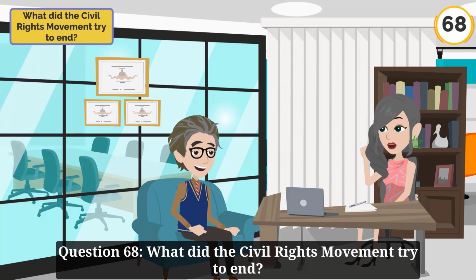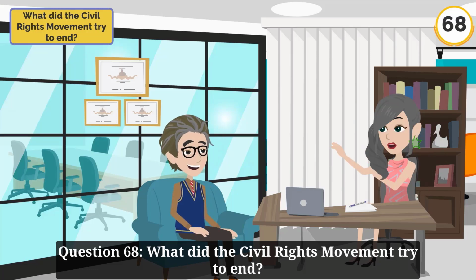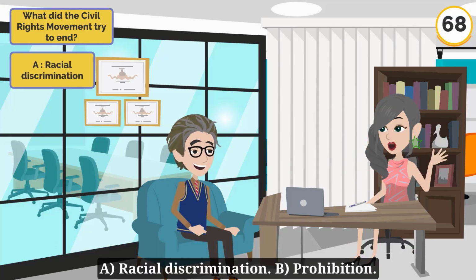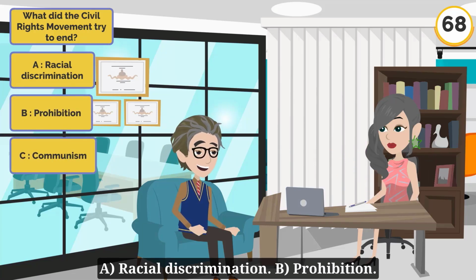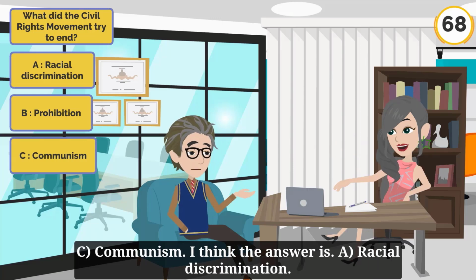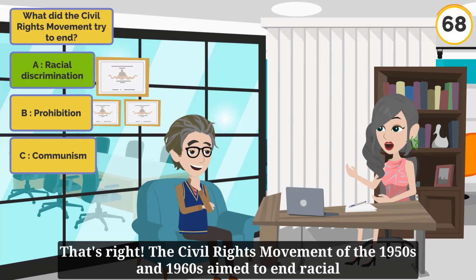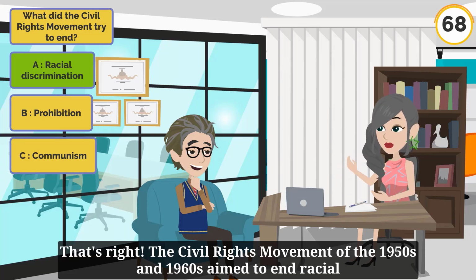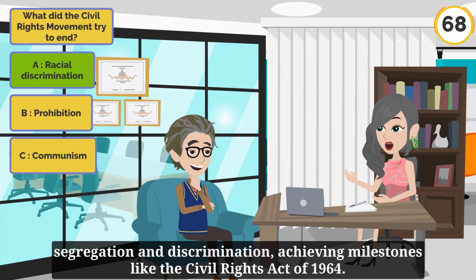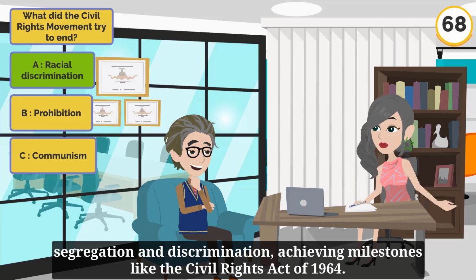Question 68. What did the Civil Rights Movement try to end? A. Racial discrimination. B. Prohibition. C. Communism. I think the answer is A. Racial discrimination. That's right. The civil rights movement of the 1950s and 1960s aimed to end racial segregation and discrimination, achieving milestones like the Civil Rights Act of 1964.